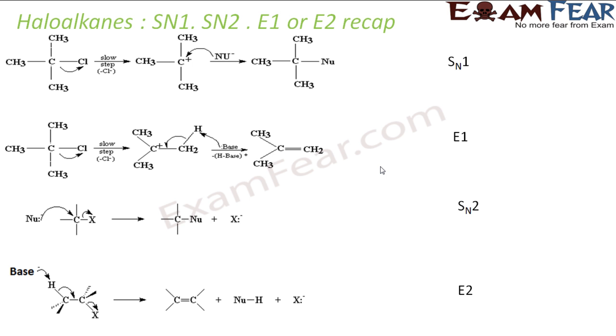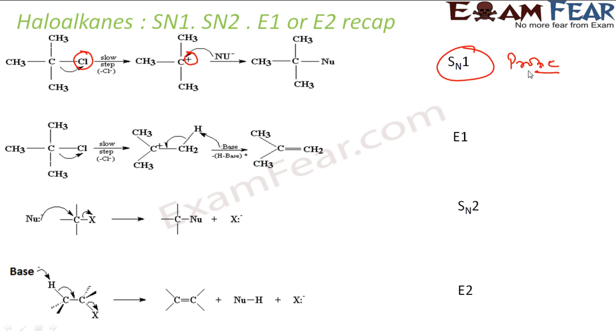So let's have a review of SN2, E1, E2 and SN1. If you see, the first one is my SN1 reaction. SN1 reaction, what we have told is that this happens in the presence of protic solvent. Correct? Why protic solvent? Because protic solvent will favor the leaving group to leave and form a carbocation.